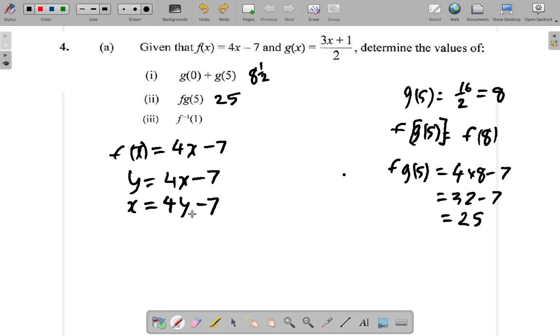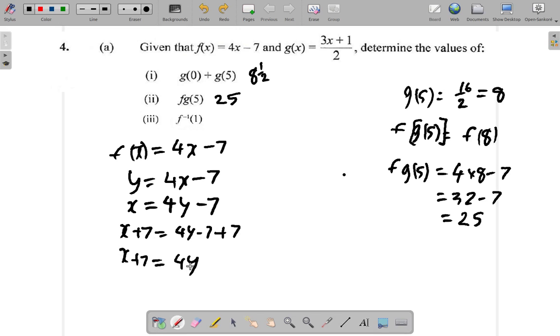Then you will make y the subject of the formula. You need to get rid of 7 and 4 to make y alone remain. Add 7 to both sides. So when you say x is equal to 4y minus 7, you say plus 7 on the left and plus 7 on the right. Negative 7 plus 7, that's gone. It's not that you move 7 over and it becomes positive. No. You add 7 to both sides. So it's x plus 7 is equal to 4y.